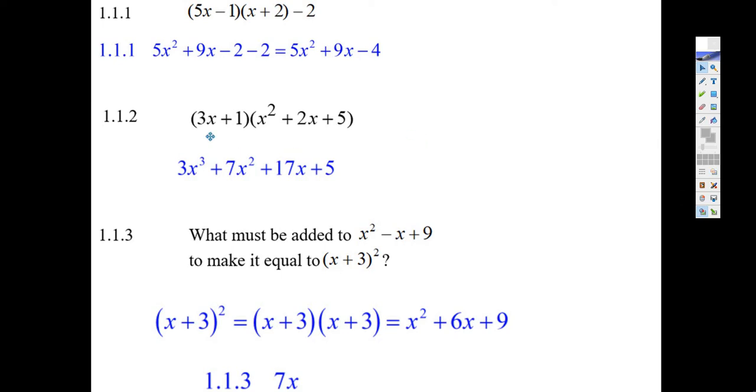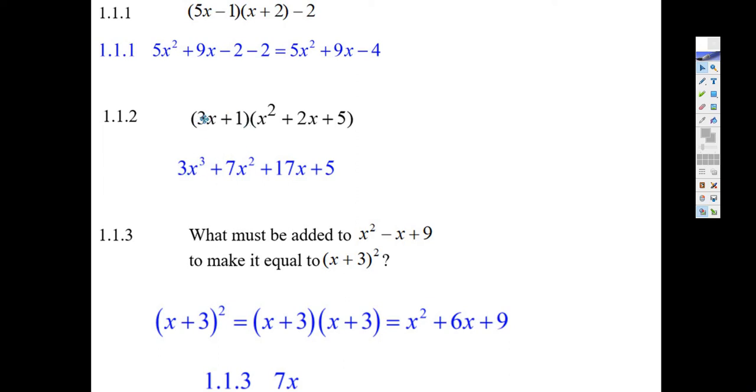Okay, now let's see if we can multiply this binomial by this trinomial. Well, each one gets a turn. You know, the 3x gets multiplied by every one, and the 1 gets multiplied by everything. But this is the way I like to do it. I know that there's only one cubed form there. 3x times x squared, that's going to give me 3x cubed.